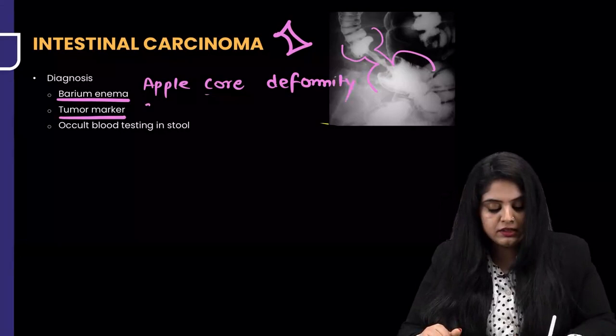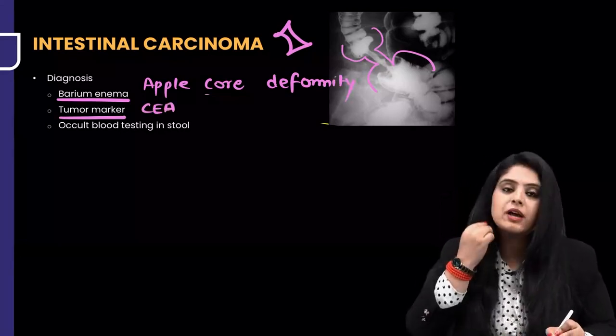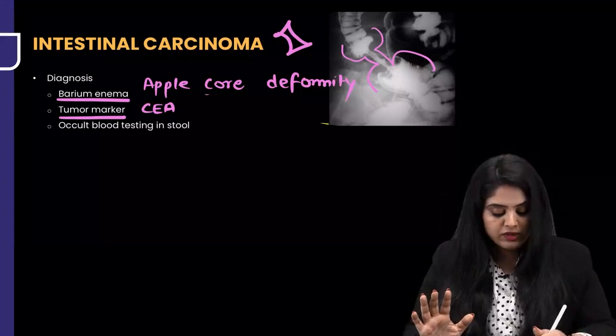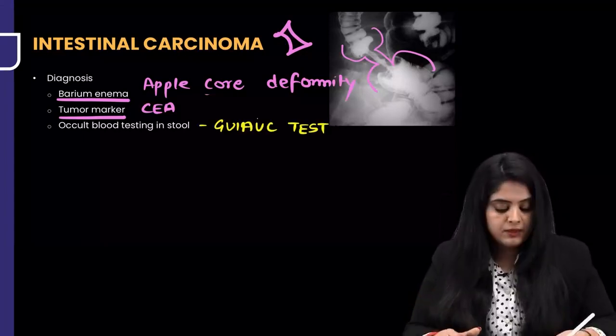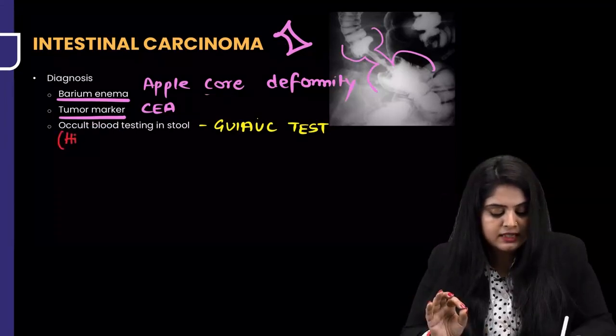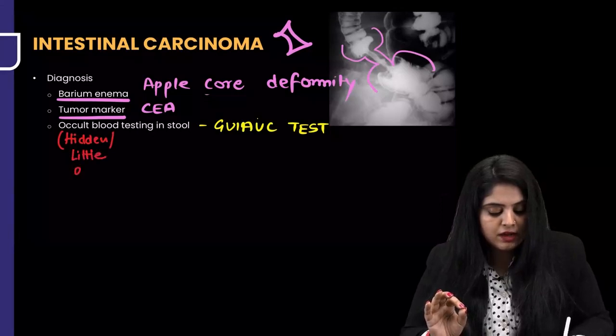What is the tumor marker? This we have done way back in your neoplasia chapter also. The tumor marker is CEA, carcinoembryonic antigen. And what is the testing that you do for occult blood? Occult blood means hidden blood. Occult blood basically means very tiny little blood. Occult means hidden. So a very little amount of blood that is coming in the stools.